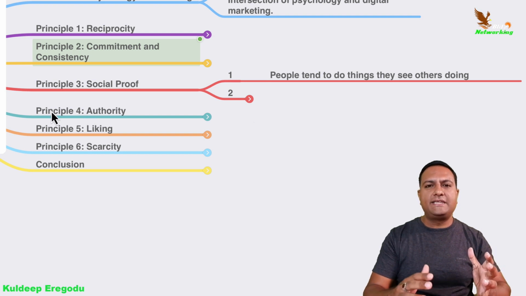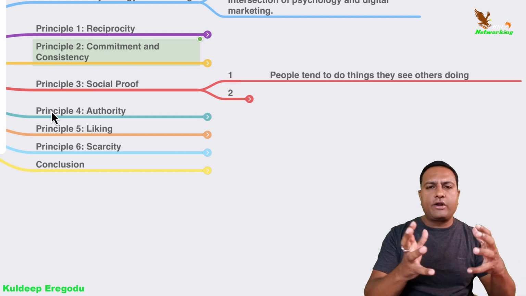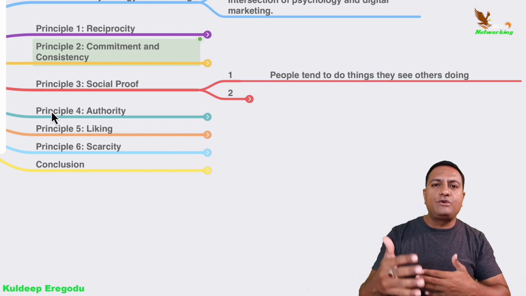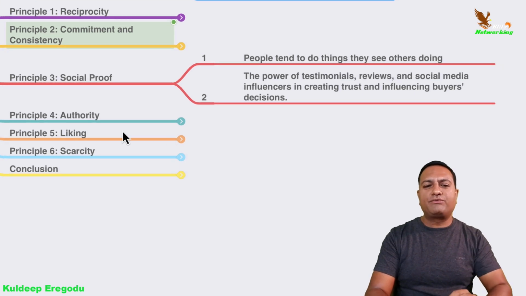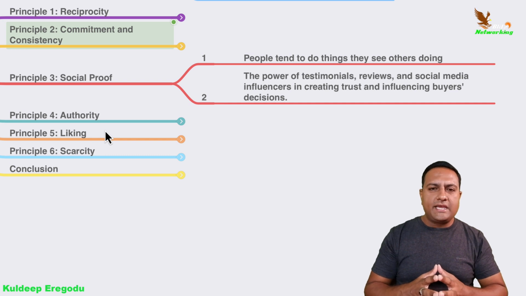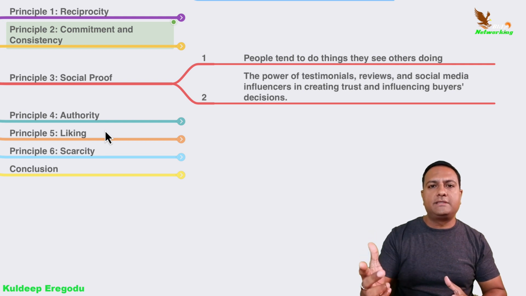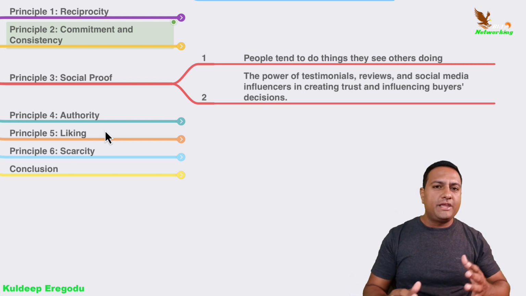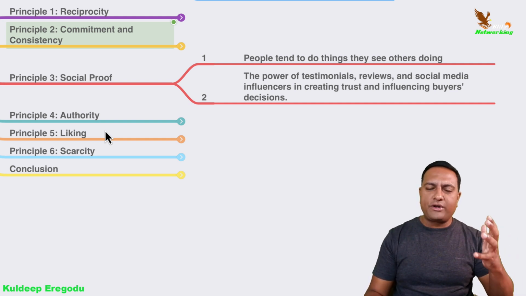See, if others see that, yes, he is purchasing from this particular person, he is purchasing this particular product, or he is having this kind of influence, people will tend to do that. They see others and they follow others, right? The power of testimonials will help here: reviews and social media influencers in creating trust and influencing buyers' decisions. Once you have that social proof of testimonials or reviews by others who have already used your products or services, if they have already given a lot of information, it can be a negative review, or it can be a positive review, it doesn't matter.